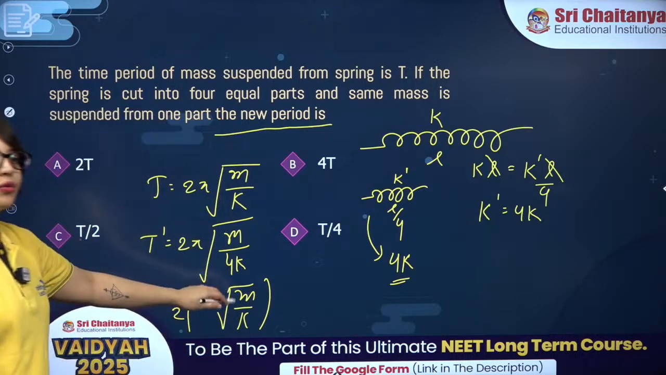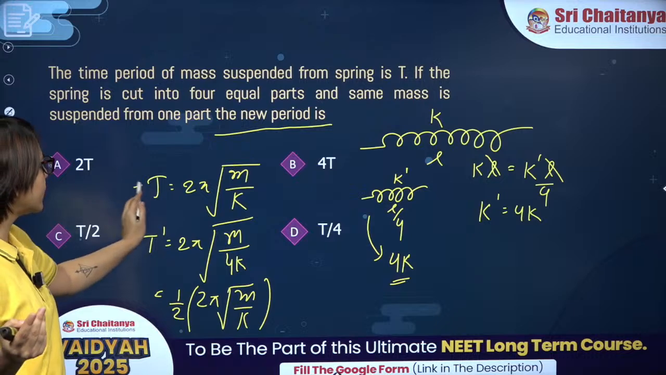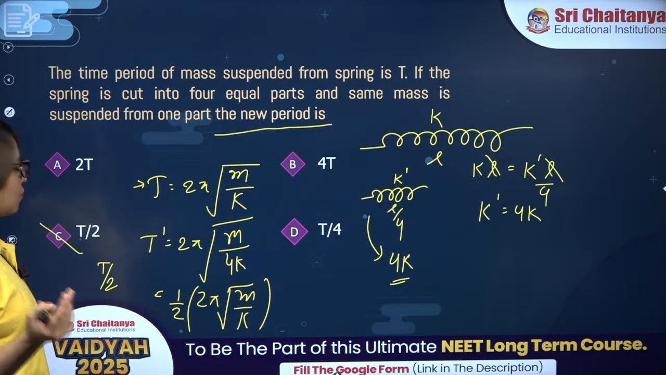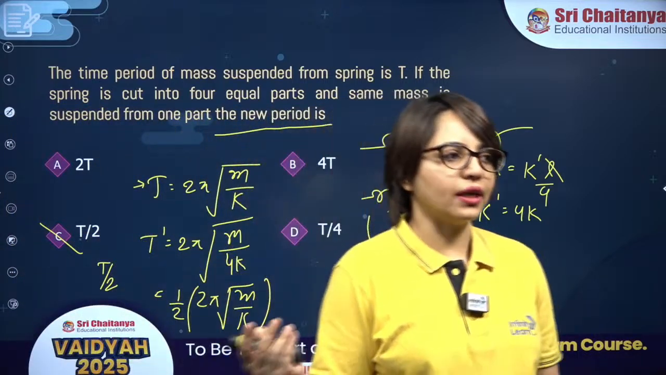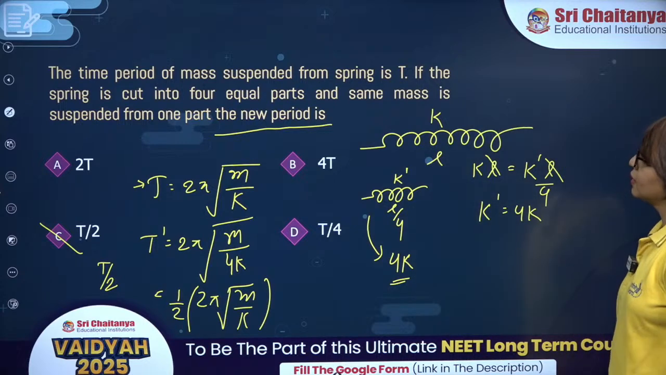But 2 pi times under root of M by K is nothing but what? Yes, it is the old time period T. So new time period will be 1 by 2 times the old time period, which is option C. Well done. So option C is the correct answer.